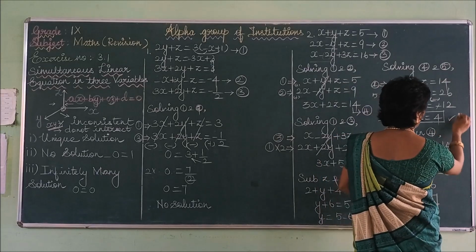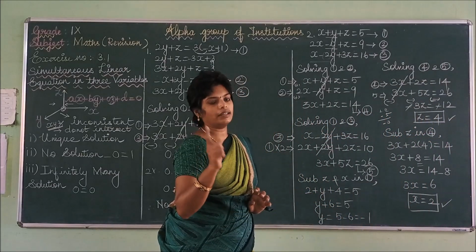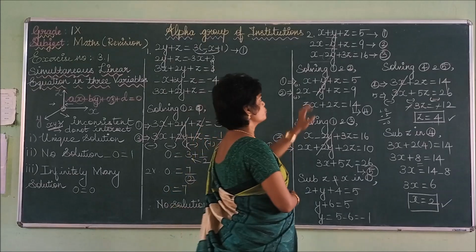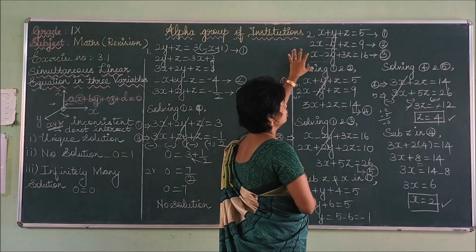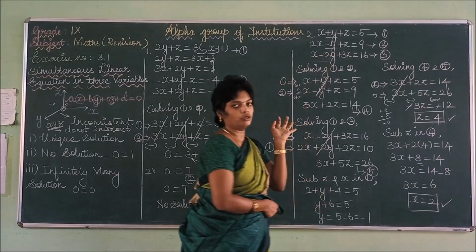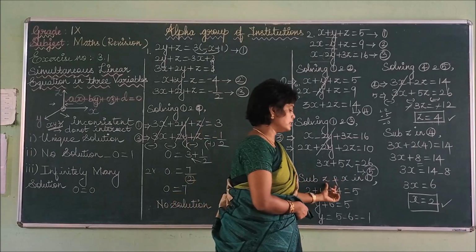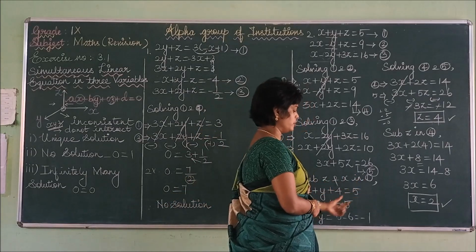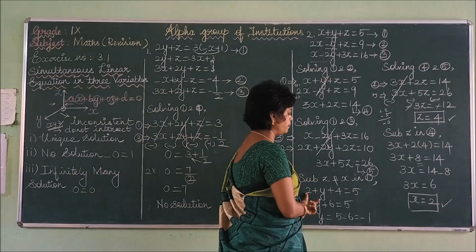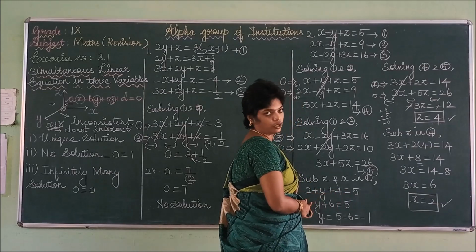Now I got two values, x and z. So you need only one more value, that is y. So substitute in any of the three equations. All values you know, x and z; only y you don't know. So any of the three equations you can substitute. I am substituting the z and x values in the first equation. So what is the first equation? x plus y plus z equal to 5. Instead of x and z, I am substituting the values.